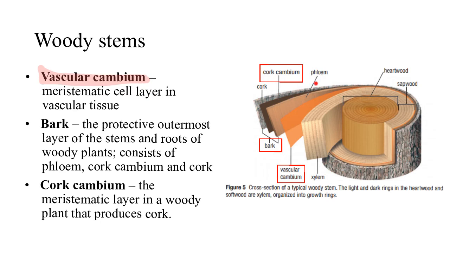So if we have our vascular cambium, whose function is to produce phloem and xylem, then we also have our cork cambium, whose purpose is to create the cork layer. So one produces the cork and one produces the xylem and phloem, or the vascular tissues.